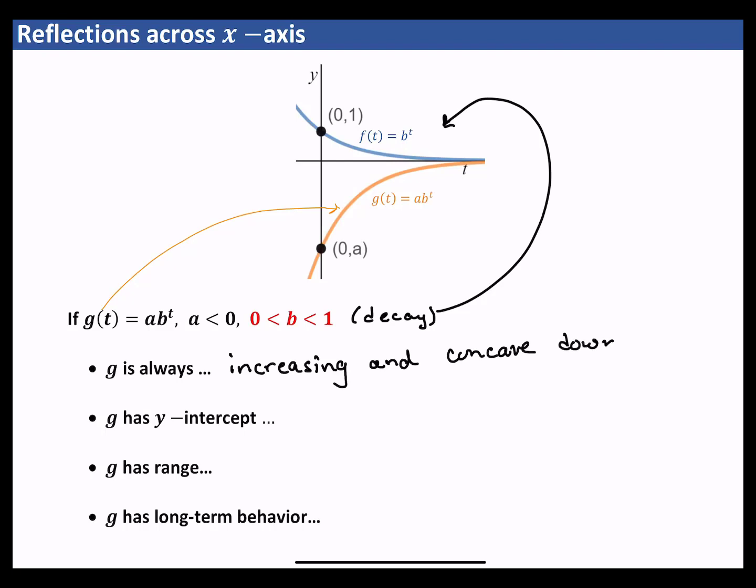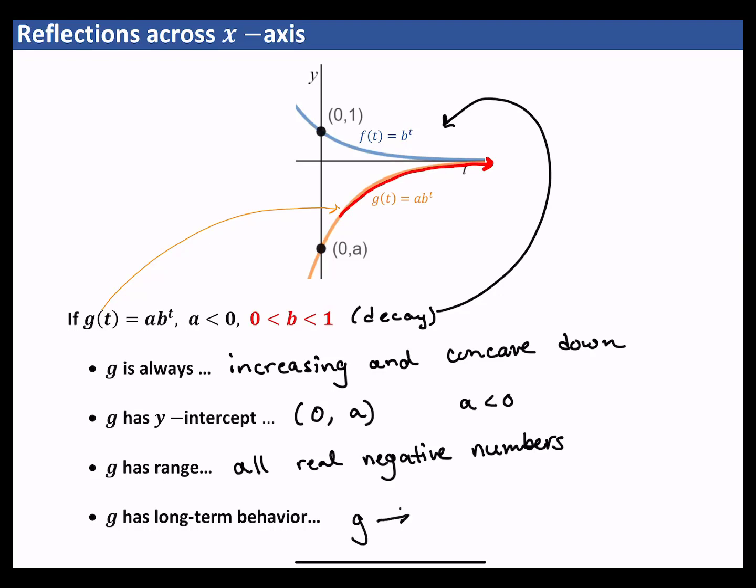g has a y-intercept at (0, a), where a is negative, and g now has an upper bound to its range. The range of g is all negative real numbers. And lastly, we see that g tends to 0 as t increases without bound. Using our familiar arrow notation, we represent that as g tends towards 0 as t increases without bound.